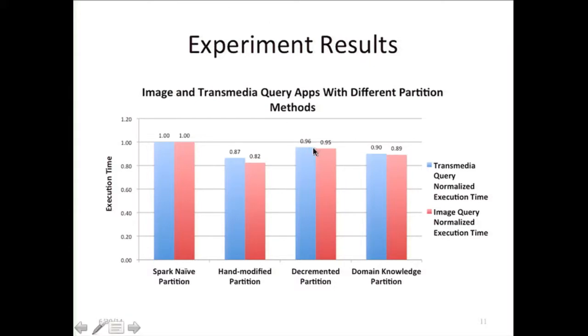The second column is the decremented partitioning method, and you can see it shows a slight improvement in this case. If you use the domain knowledge partitioning, you get better performance. The best case is an 11% improvement. You might see this improvement is small and want to ignore it. But in this case, we are using a very small Wikipedia data set. If you try a larger data set, you will probably get better performance than this.